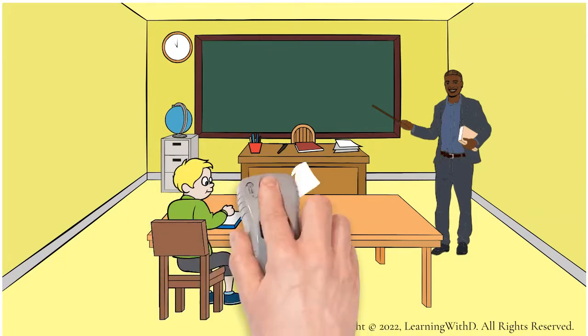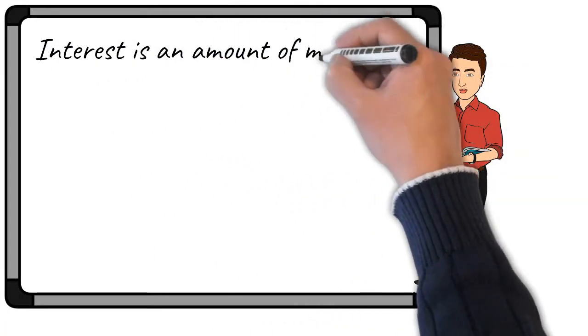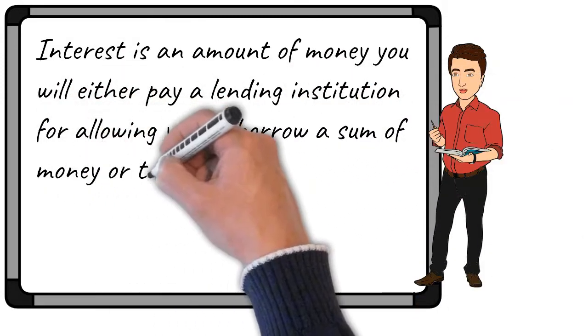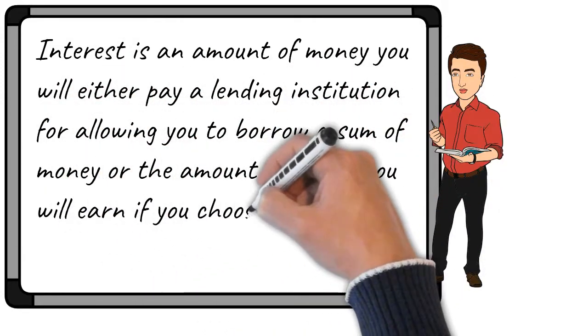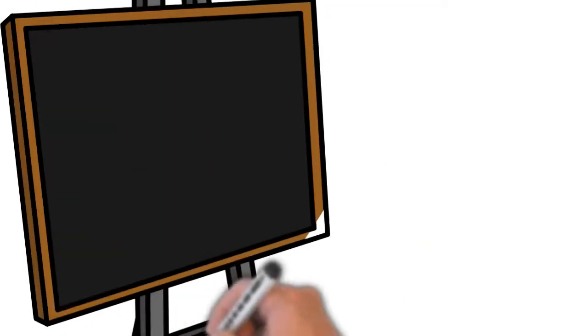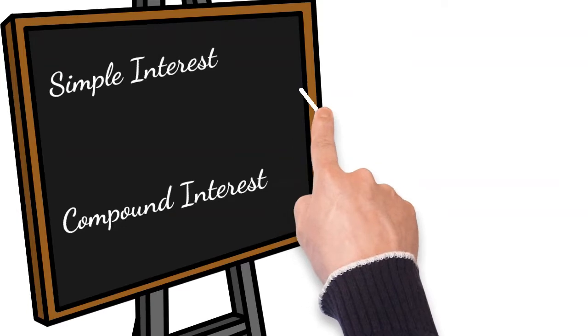In this video, we're going to be focusing on interest rates. So, what is interest? Interest is an amount of money you will either pay a lending institution for allowing you to borrow a sum of money, or the amount you will earn if you choose to save your money in an institution. We're going to focus on two types of interest, simple interest and compound interest. And for the purpose of this video, all calculations will be done for you.